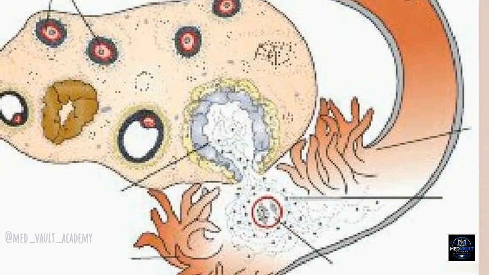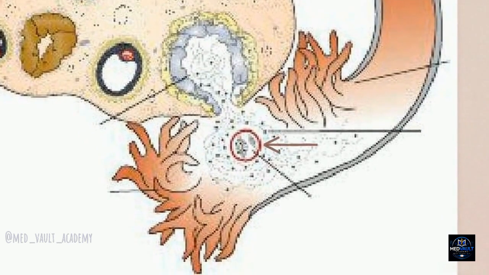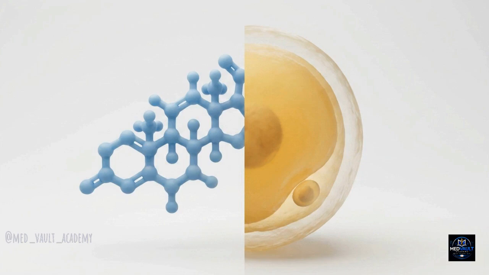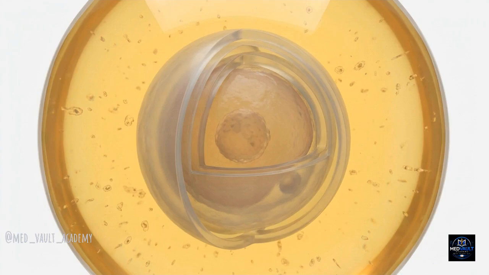Muscular contractions then physically extrude the newly formed secondary oocyte, as seen in panel B. It immediately begins its second meiotic division, halting in metaphase until fertilized. Ovulation is a precise hormonal synchronization that ensures the female gamete is biologically mature and properly staged before it enters the uterine tube.